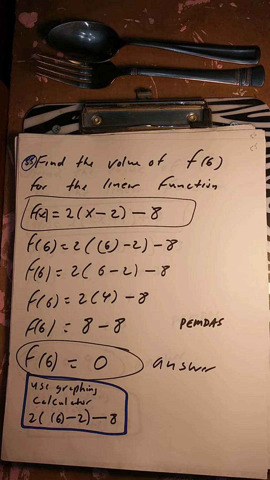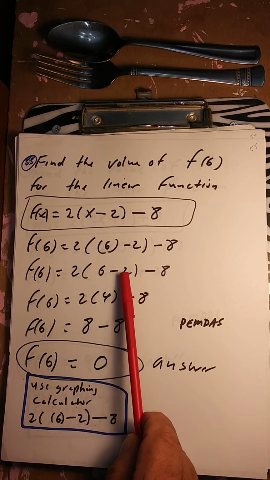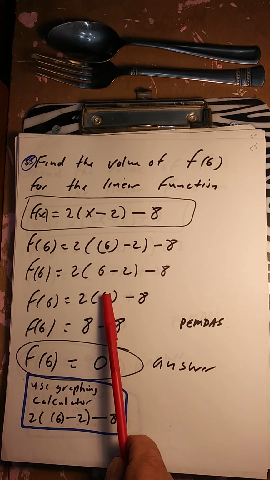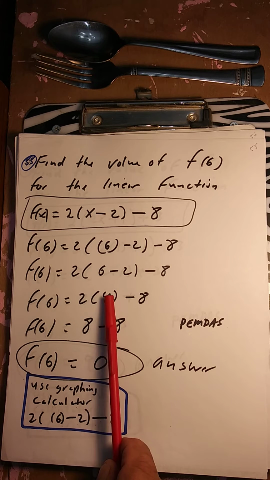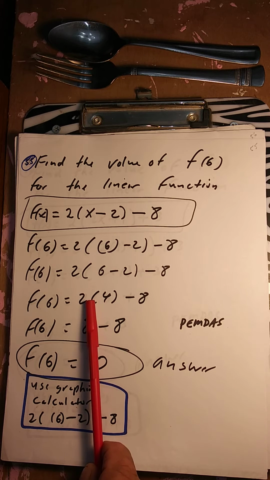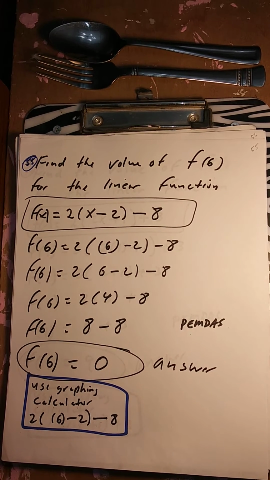Find the value of f of 6 for the linear function. So put a 6 in there. Take parentheses off. So 6 minus 2 is 4. 2 times 4 is 8. Remember, parentheses first, and then multiplication, subtraction, you do the multiplication first. So that's going to be 8. Take away 8 is 0 for the answer.